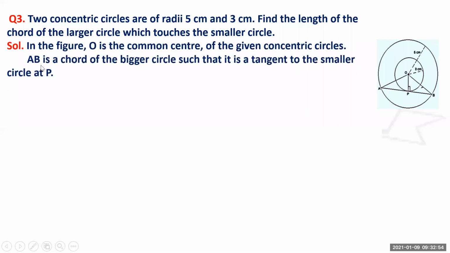In the figure, O is the common center of the given concentric circles. AB is a chord of the bigger circle such that it is a tangent to the smaller circle at B.